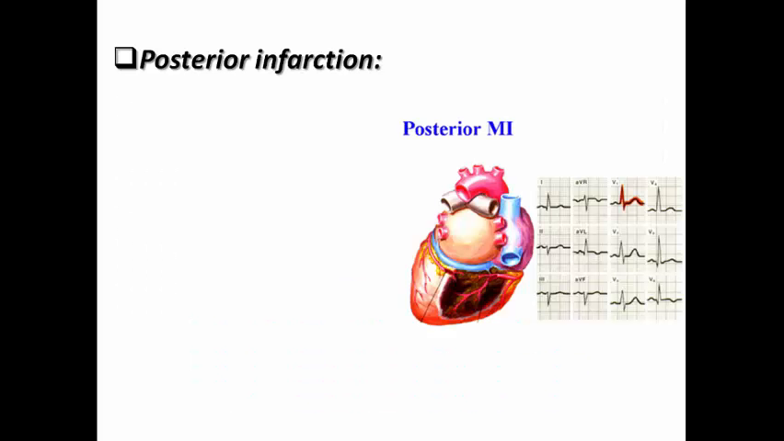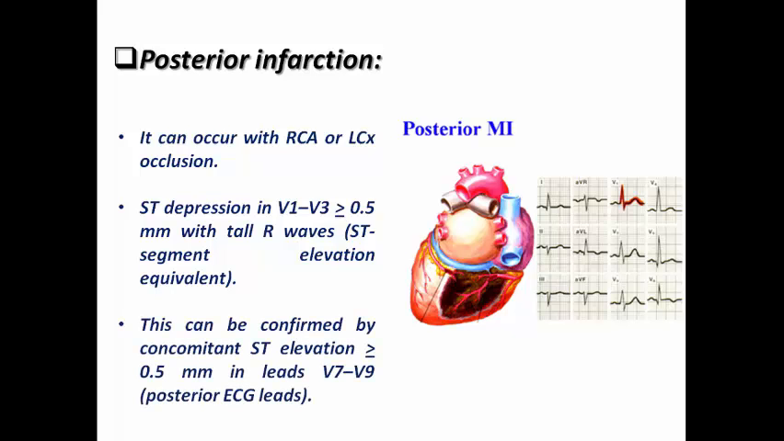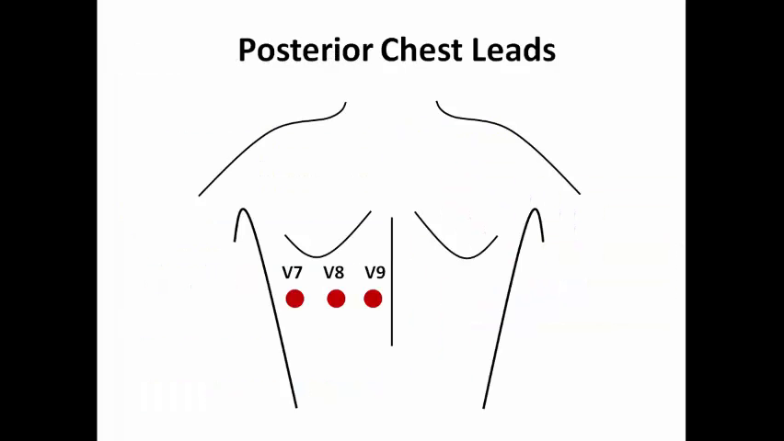Of course, let's not forget the posterior infarction that can occur with RCA or LCA occlusion. It shows ST depression in V1 to V3 of more than or equal to 0.5 mm with tall R wave. Of course, this is an equivalent of ST elevation, like a mirror image or reciprocal depression to the posterior leads, and so I can confirm this by putting posterior ECG leads V7, 8, and 9, detecting ST elevation of more than or equal to 0.5 mm.